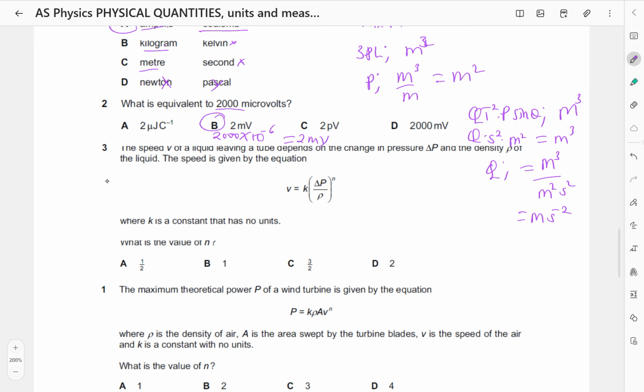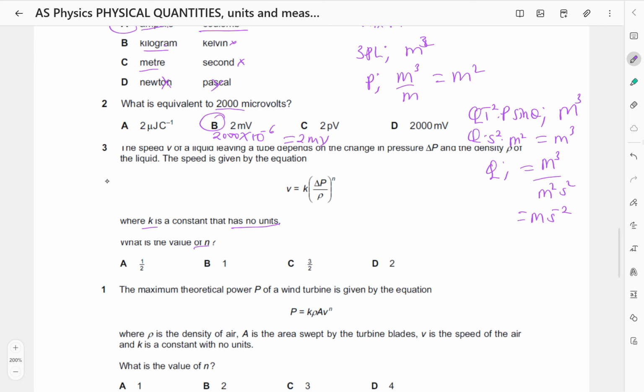The speed V of a liquid leaving a tube depends on the change in pressure and the density rho of the liquid. The speed is given by the equation V is equal to K into change in pressure over rho, all to the power n, where K is a constant that has no units. What is the value of n?